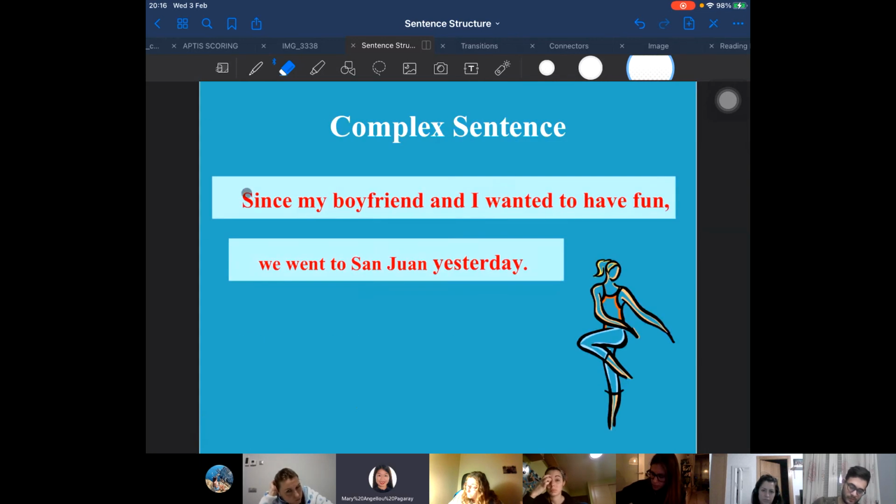So for example, since my boyfriend and I wanted to have fun, we went to San Juan yesterday. Okay, let me ask Lorena, where do you think is the independent clause?